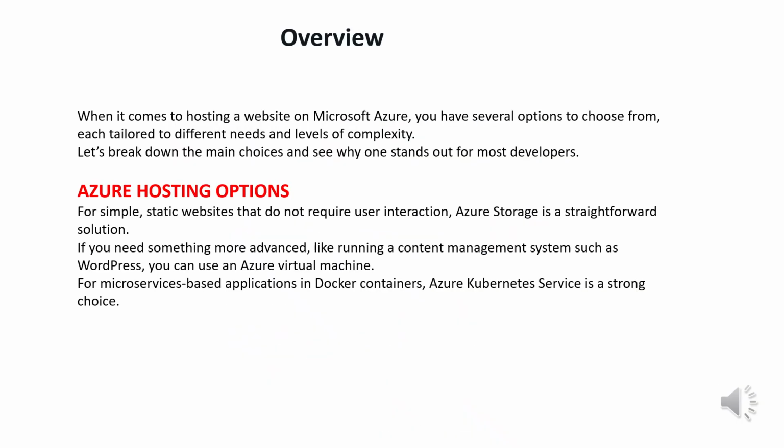When it comes to hosting a website on Microsoft Azure, you have several options to choose from, each tailored to different needs and levels of complexity. Let's break down the main choices and see why one stands out for most developers. For simple, static websites that do not require user interaction, Azure Storage is a straightforward solution. If you need something more advanced, like running a content management system such as WordPress, you can use an Azure virtual machine. For microservices-based applications in Docker containers, Azure Kubernetes Service is a strong choice.